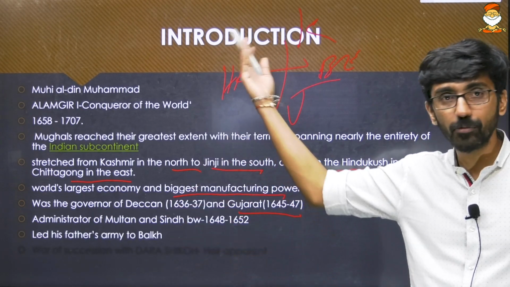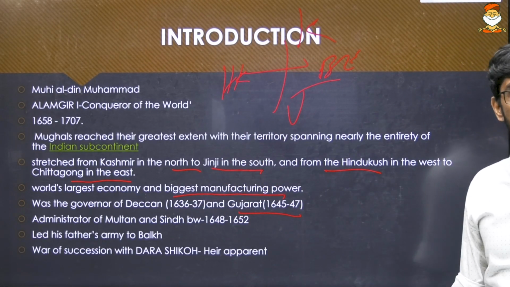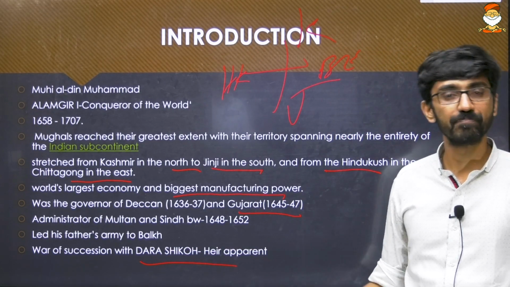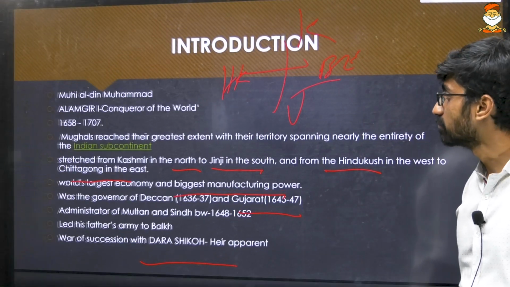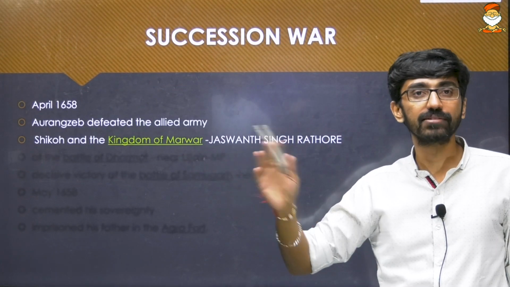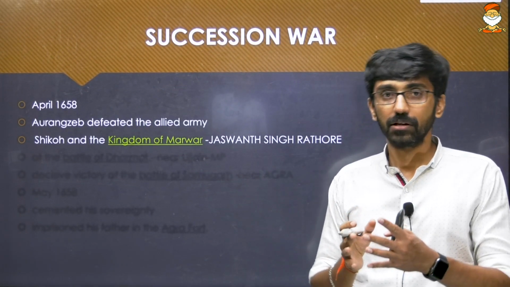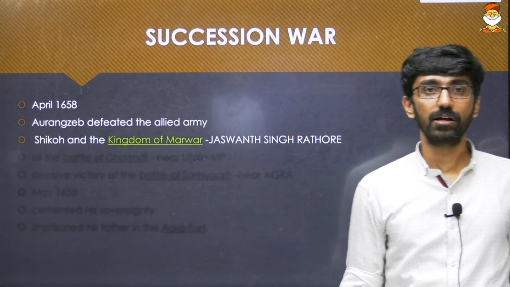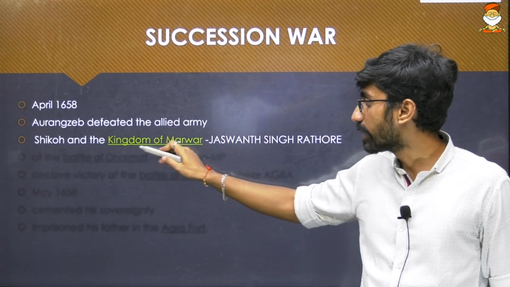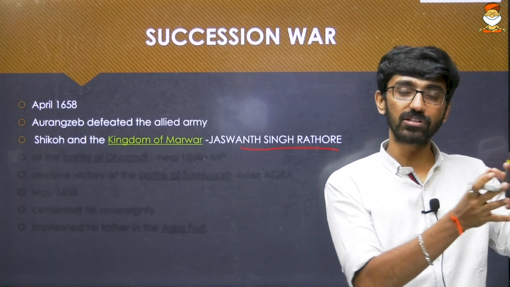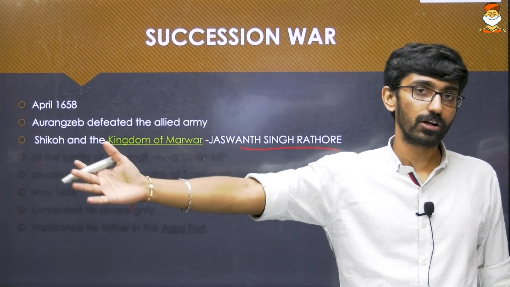He led his father's army, that is Shah Jahan's army, to Balkh. And there was a war of succession with Dara Shikoh, who was the heir apparent to the throne. Two wars actually happened between Aurangzeb and Dara Shikoh, because some of the nobles started to give support to Dara Shikoh, but Aurangzeb wanted to become king, and he defeated the allied army of Dara Shikoh and the kingdom of Marwar, that is Jaswant Singh Rathore. So Jaswant Singh Rathore was supporting Dara Shikoh to become the Mughal king.